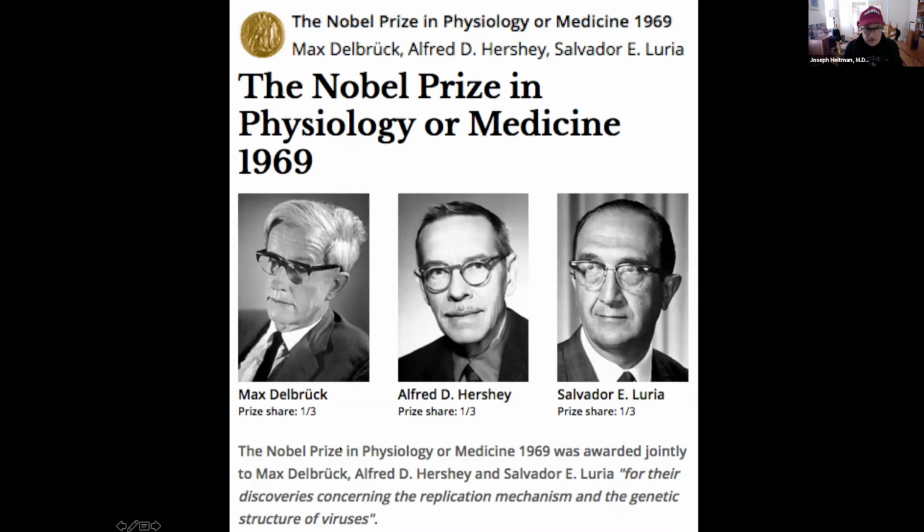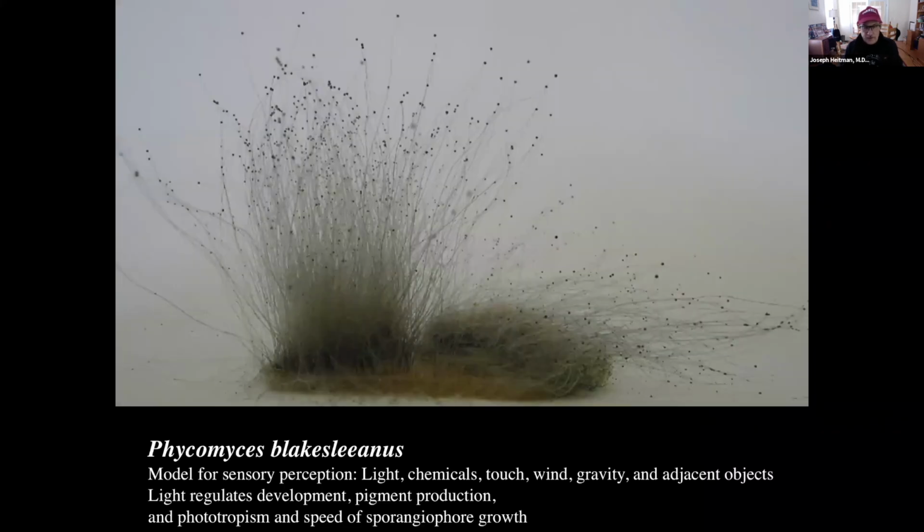So after Max Delbruck won the Nobel Prize, he shifted entirely his research focus and program to work on the organism that's shown here. This is called Phycomyces blakesleeanus, and it's a fungus. It's a basal fungus. It used to be part of the Zygomycete phyla of the fungal kingdom. Now we know it as the Mucorales.